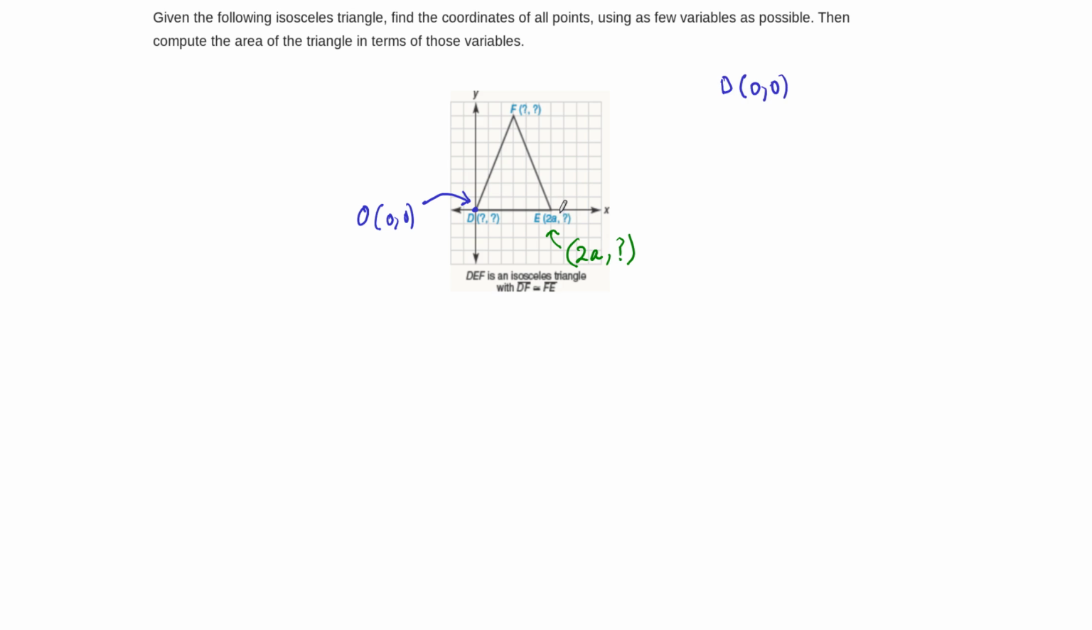We're told that E is 2a. Now this point E is also on the x-axis, right? It's on the x-axis, so the height at this point is 0. All right, so our point E, we can say, is 2a, comma, 0. So now we've got our base, our DE, directly on the x-axis.